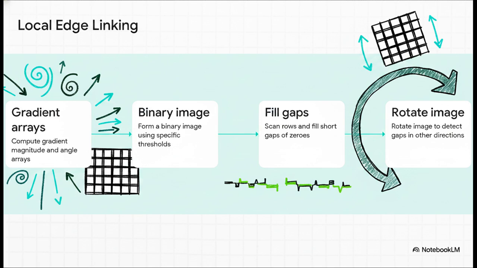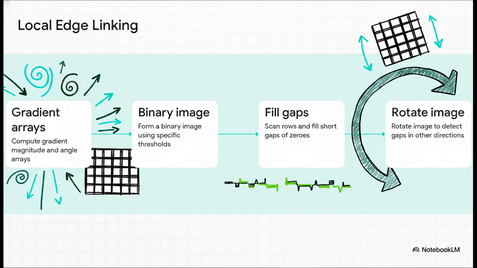Next, it creates a binary image using a threshold. Really strong changes become a 1, which creates an edge, while everything else just drops to a 0. Now, to fix any broken lines, it basically scans the rows of the image and fills in tiny gaps of zeros, turning them into 1s to connect the line.